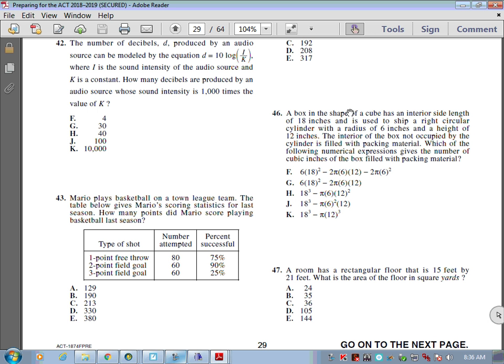Normally what we would do is solve for K, right? But we can only solve for K if we know how many decibels there are. So I have two unknowns in this. But it's just 1,000 times the constant. So could I pick a number for my constant? The easiest number to pick for my constant is what? 1, okay? So if I do that, D equals 10 log 1,000 over 1, right?